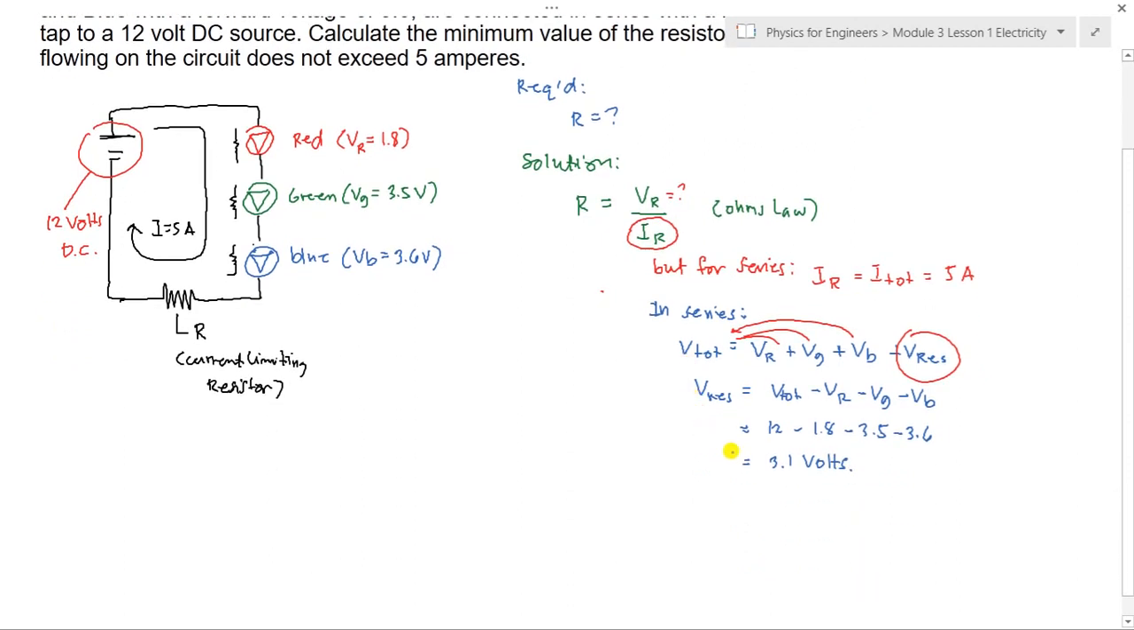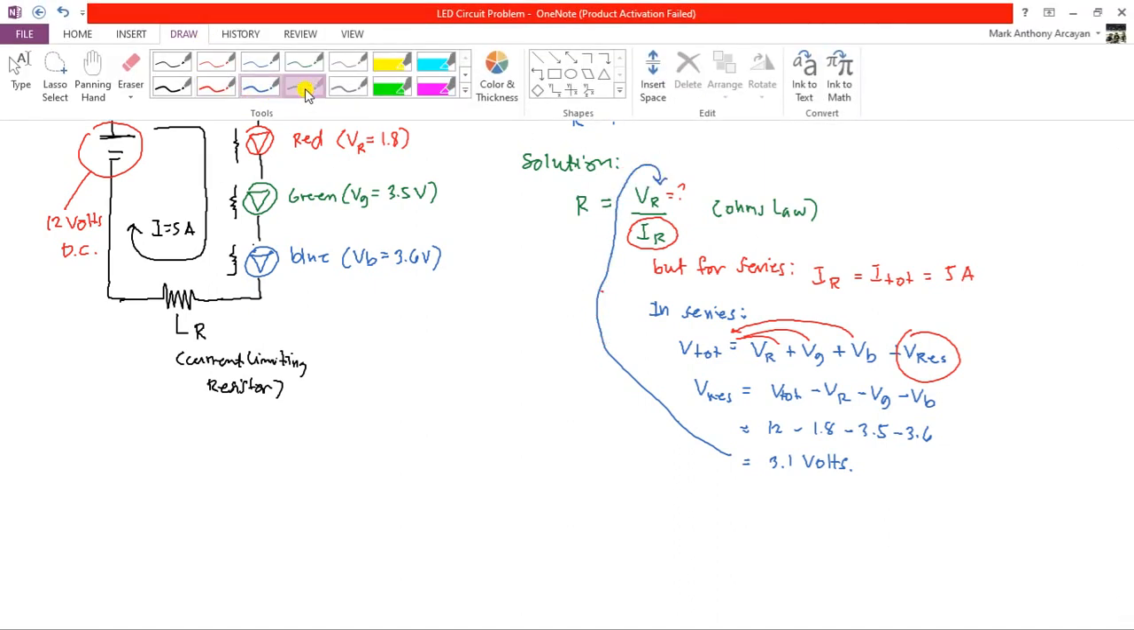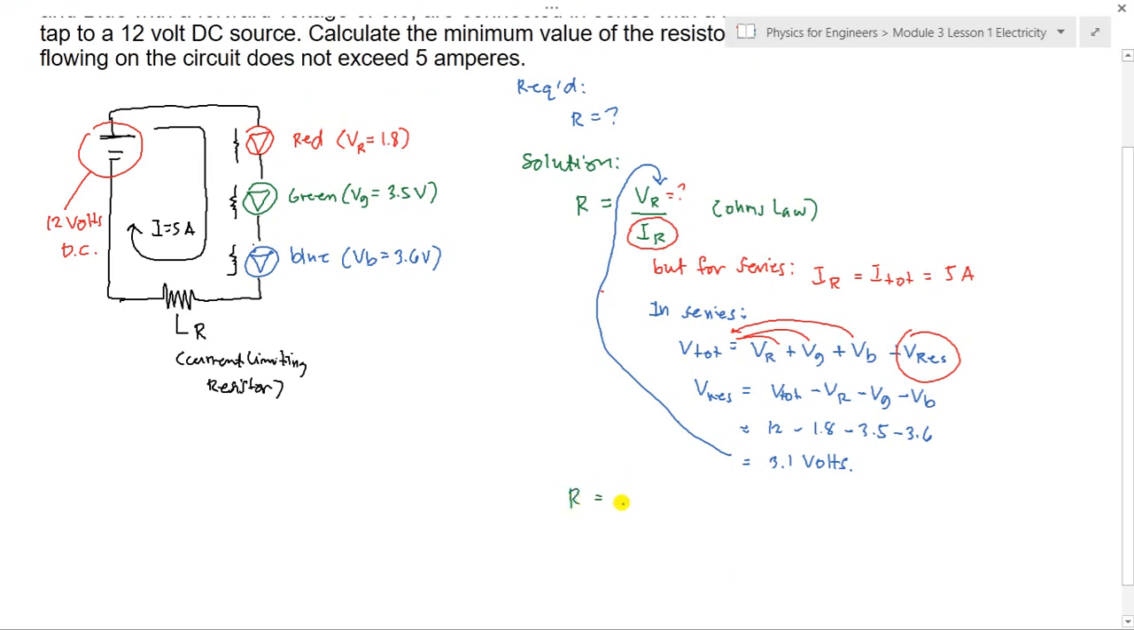So now we can use this and plug it into our equation so that we can solve for R. So solving for R, we now have R is equal to the voltage on that resistor, 3.1 volts based on what we solved, divided by the current there. The current there is just equal to the total current, that is 5 amps. So therefore, the resistor we need so that our LEDs do not burn out and so that they light up nicely is 3.1 divided by 5. The answer is 0.62 ohms. So 0.62 ohms.